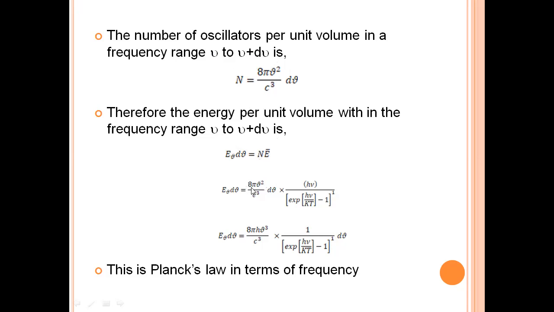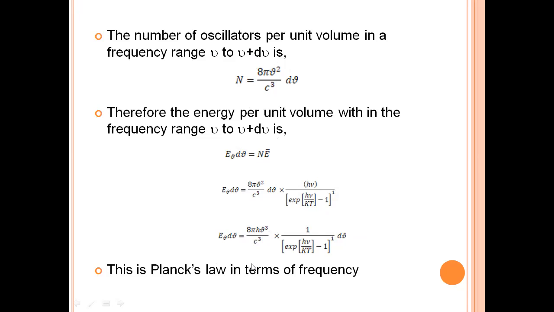Just multiplying number of oscillators with the average energy per oscillator, we get E nu d nu is equal to 8 pi h nu cube by c cube into 1 by exponential h nu by kT minus 1 d nu. This is nothing but Planck's law, but in terms of frequency.